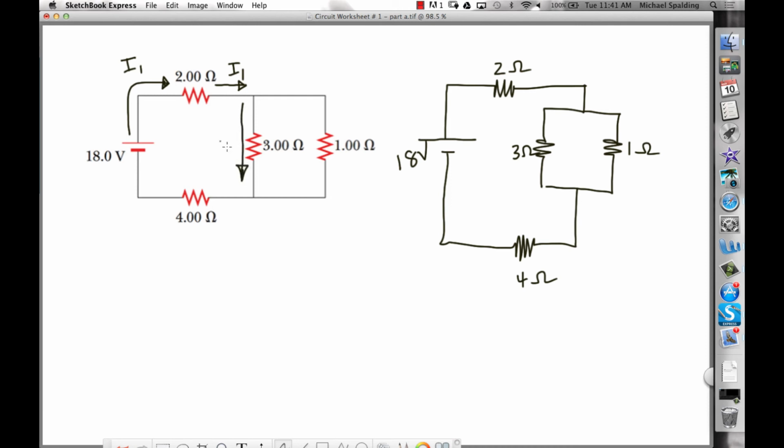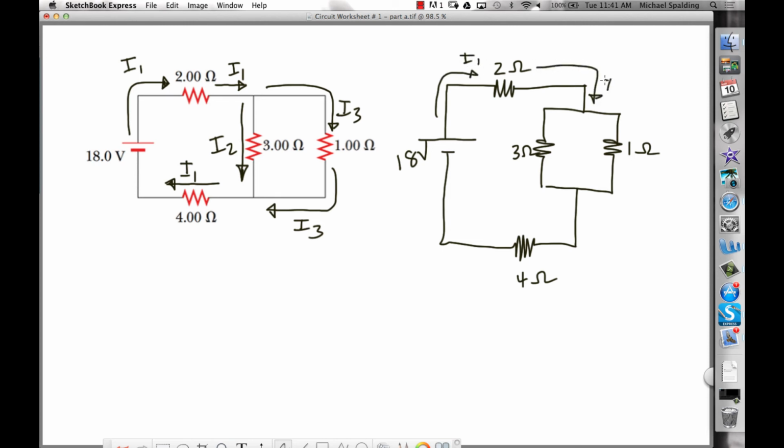Bam! What should we call this current? I2. I3. So I3 goes around like this. What current are we back to right here? I1. Now, so we've labeled all the currents. Notice this diagram on the right, same thing. It's the exact same thing.